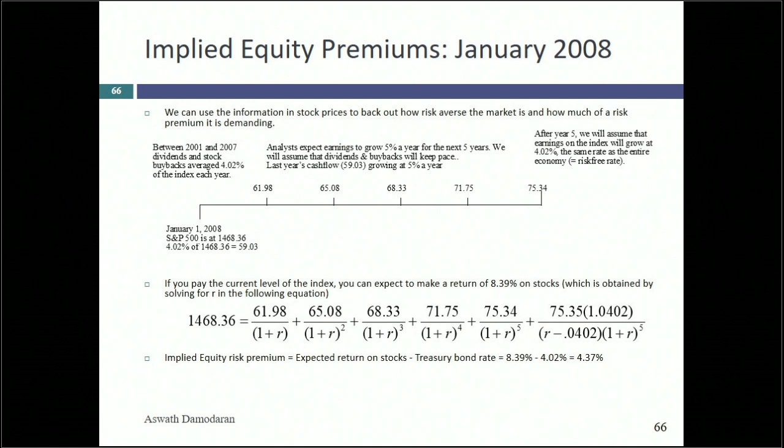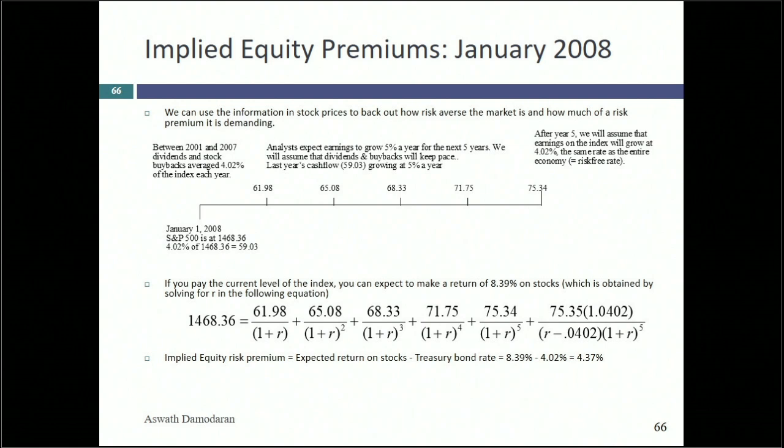You're saying, what does that even mean? At the start of 2008, if you bought US stocks, I don't care what you hoped you would make, what you prayed you would make, what you thought you would make. Given what you paid for those stocks, you can expect to make 8.39%. You subtract out the risk-free rate of 4.02%. My implied equity risk premium on January 1st, 2008 was 4.37%.